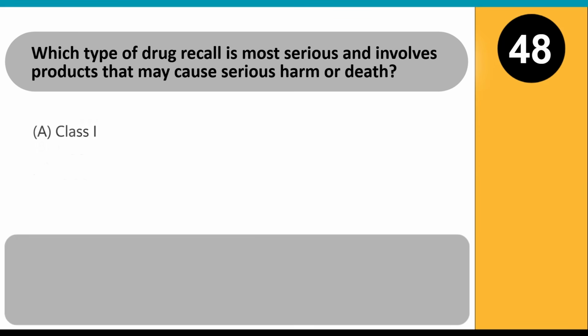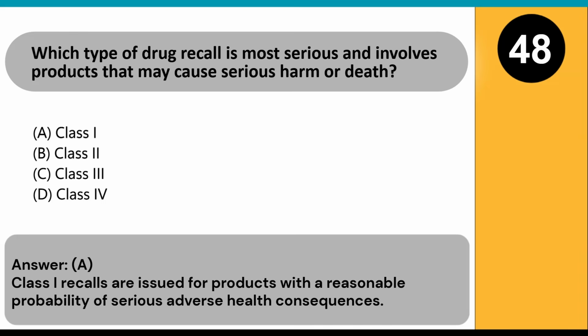Which type of drug recall is most serious and involves products that may cause serious harm or death? A. Class 1. B. Class 2. C. Class 3. D. Class 4. Answer A. Class 1 recalls are issued for products with a reasonable probability of serious adverse health consequences.